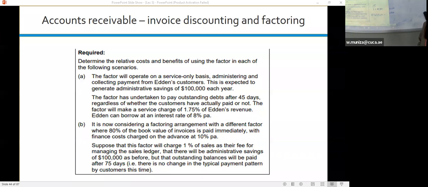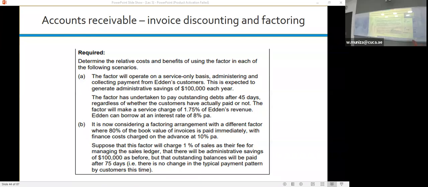The interest rate. No. The factor is giving us back 80%. So already we have been factored. Sorry, let me just read the scenario. Yes. It is now considered a factoring arrangement with a different factor where 80% of the book value of the invoices is paid immediately with finance cost charged on the advance at 10% per annum. So we have taken it as a cost. Now there is a cost of finance which is going to be saved as well on 80%.